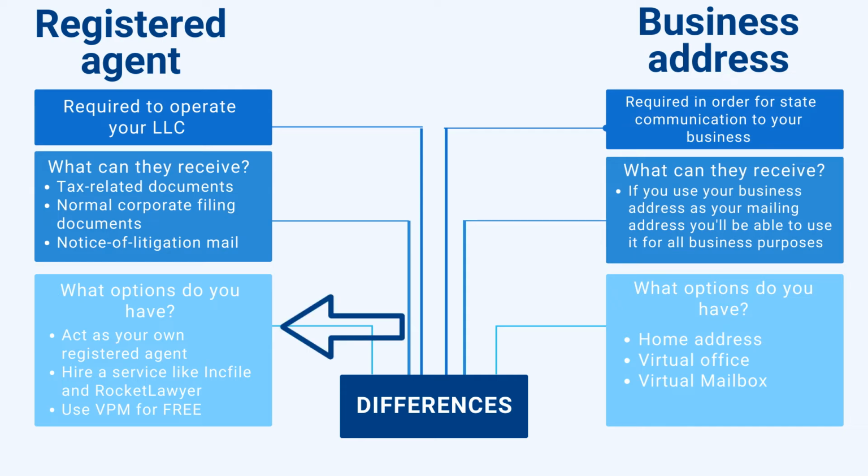You have a few options for your registered agent. You can act as your own registered agent, you can hire a service like InkFile and Rocket Lawyer, or you can use VPM for free. For your business address, you can use a home address, virtual office, or virtual mailbox. Check out our blog post on this in the quick links below.